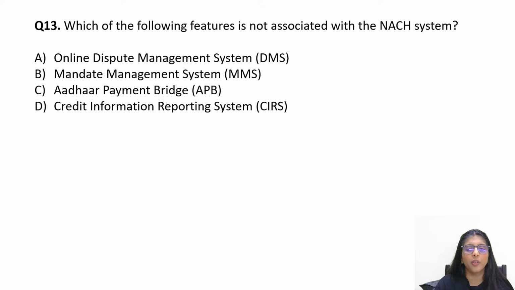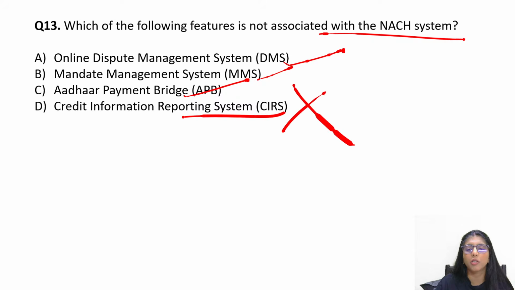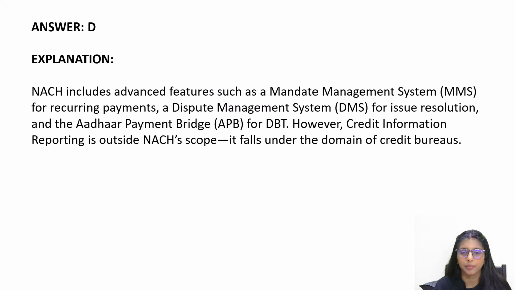Which of the following features is not associated with the NACH system? Online dispute management system, it is associated. Mandate management system, it is associated. Aadhaar payment bridge, credit information report, it is not associated with the NACH system. Answer D is the right answer.